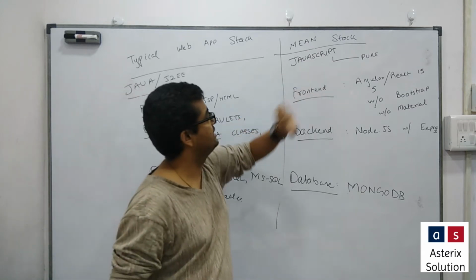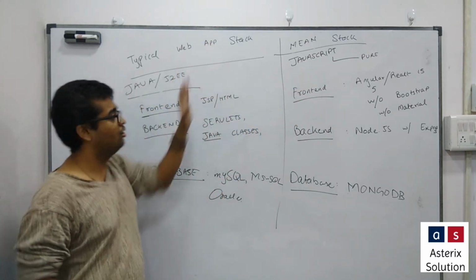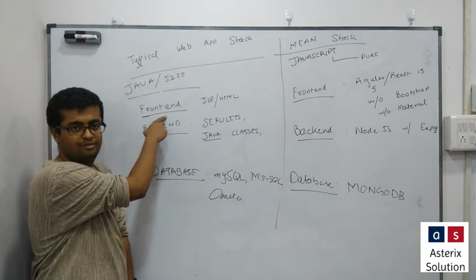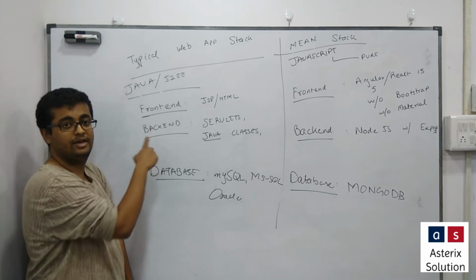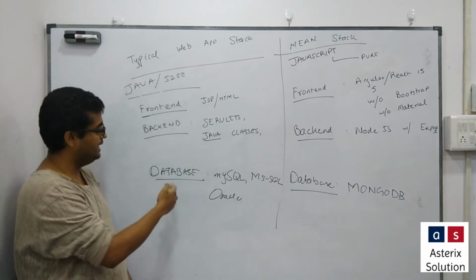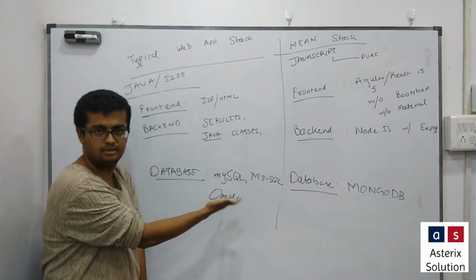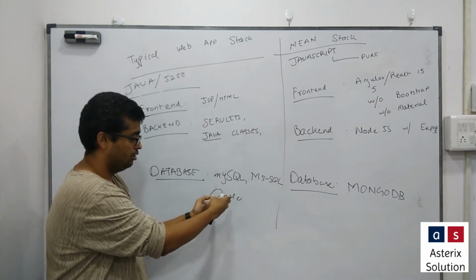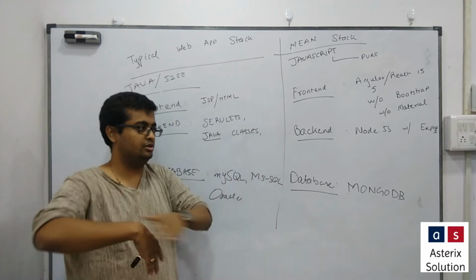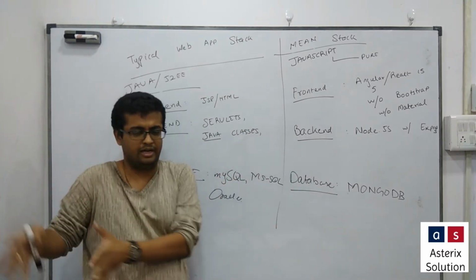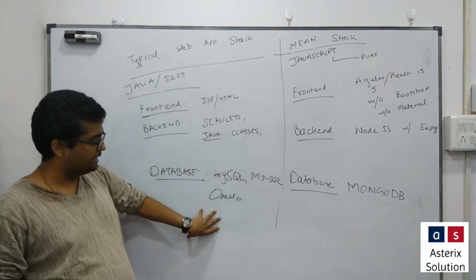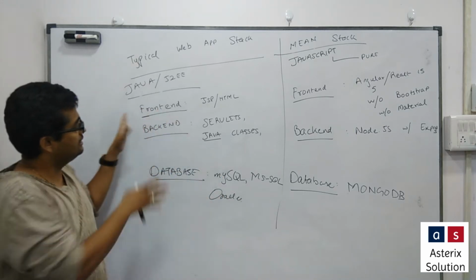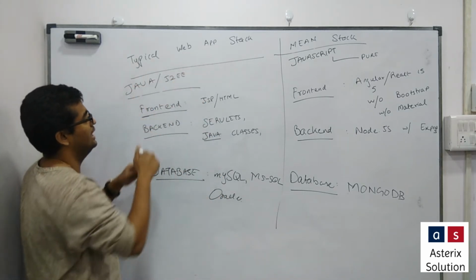So what is MeanStack? A typical web application stack always needs a front end where the user will communicate, a back end which will compute logic, and a database wherein you will persist the data. Even on Facebook, even on Gmail, somewhere the data is getting stored. So every application has a database. This is a typical web application stack.